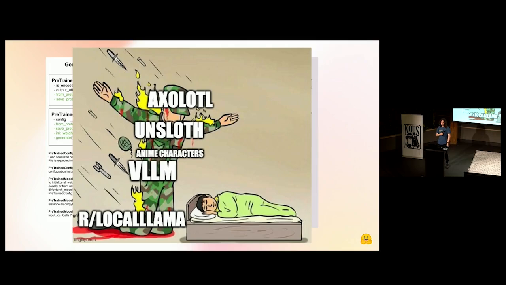There are the random people on Reddit. There are random anime characters that are in this room as well. There is Axolotl, Unsloth, vLLM, and also many companies, many cloud providers. Everyone wants to make the models as easy to run. So it's a huge community effort. So each time there's one of these huge new models, for example, when Llama 3 came out, there are many people involved. It's not just one or two persons. It's dozens or hundreds of people across the ecosystem that are working on making this accessible to the community.